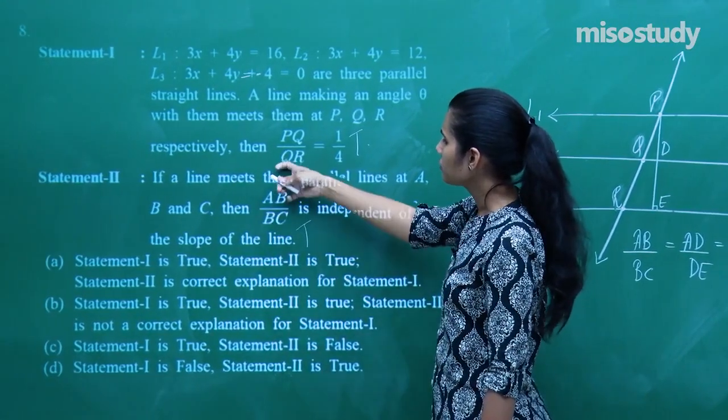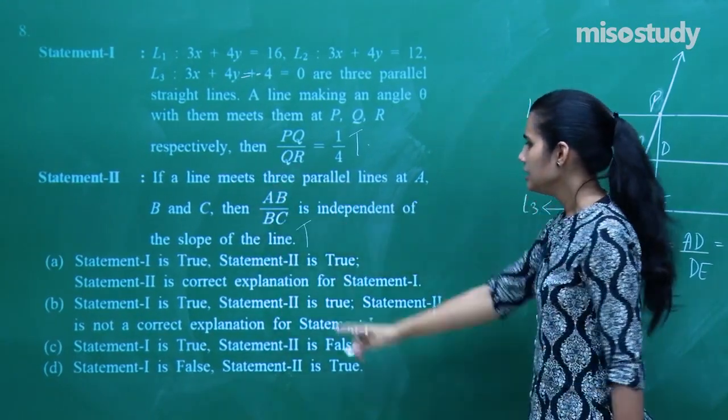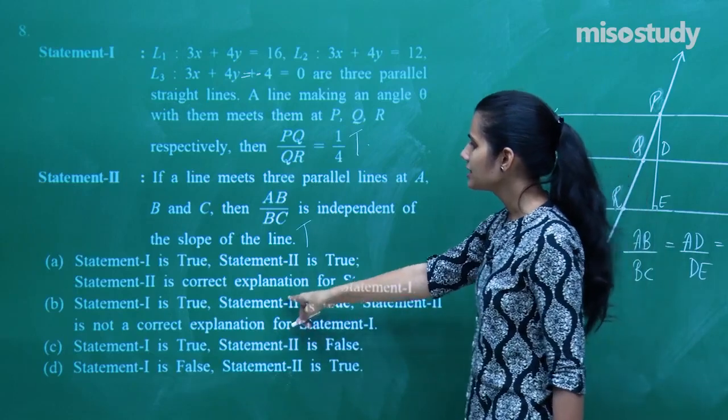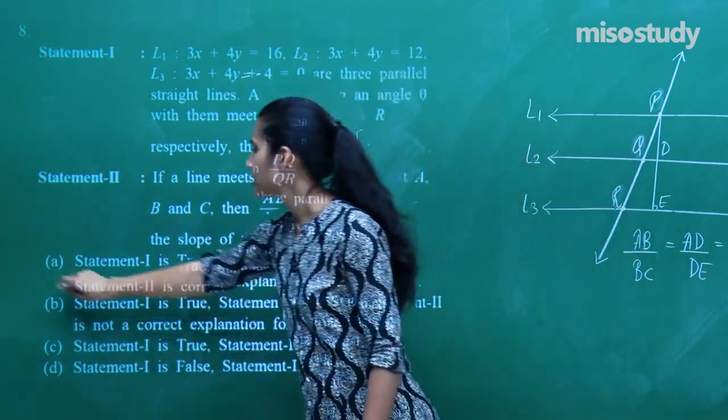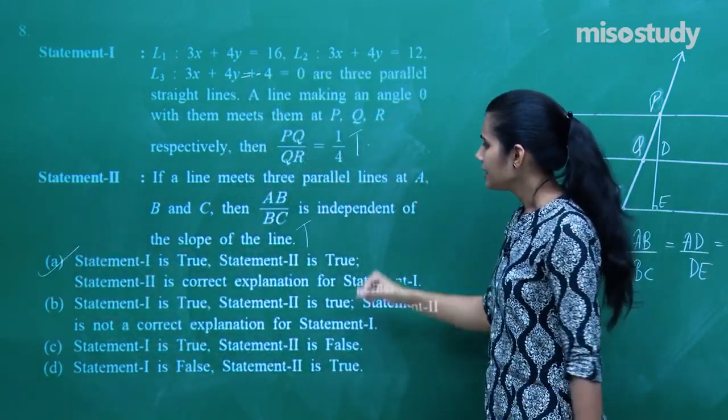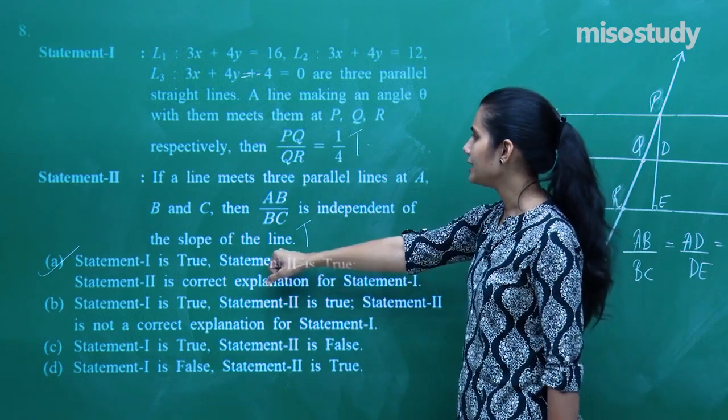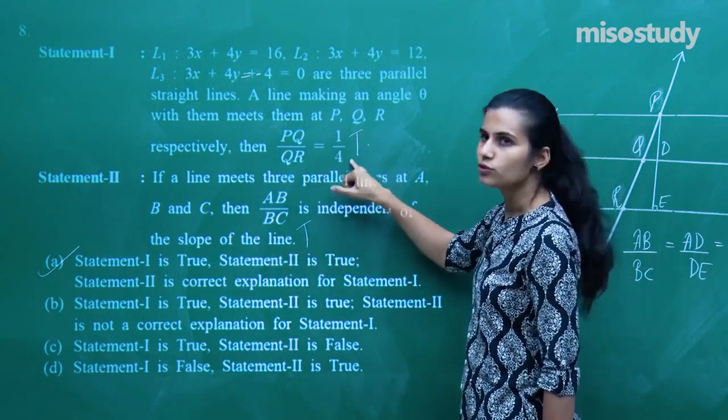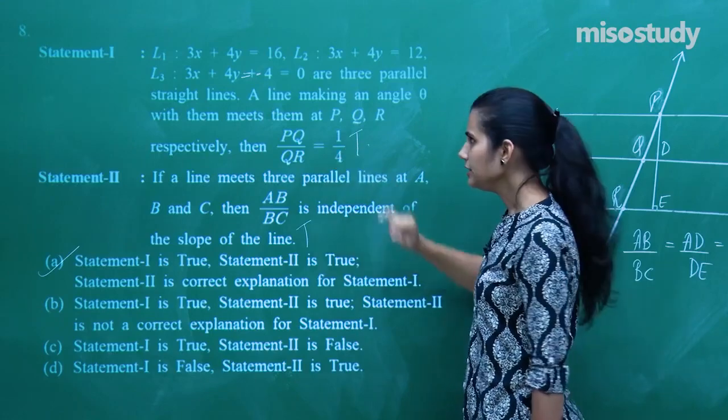So clearly statement 1, statement 2 both are correct. Statement 1 is true, statement 2 is true, and statement 2 is clearly giving a correct explanation for statement 1, that yes, because it is independent of the slope of line L, that is why it is coming to be equal to a constant. Fine.